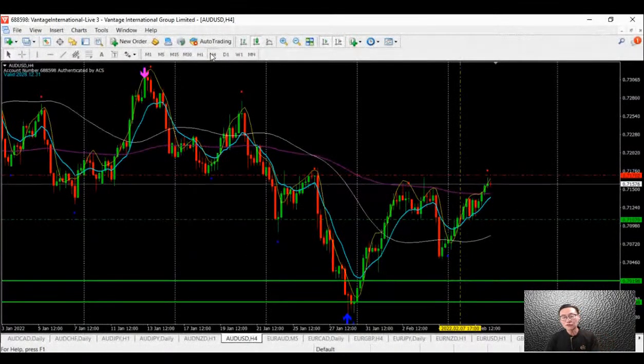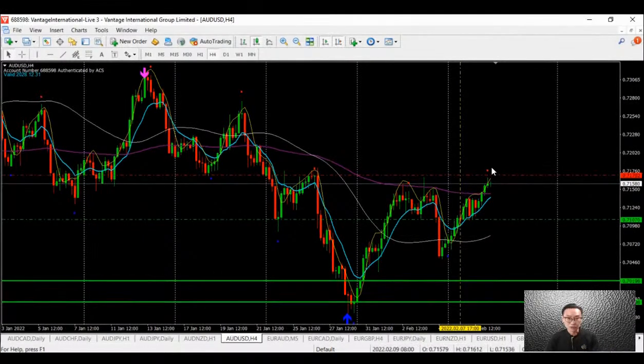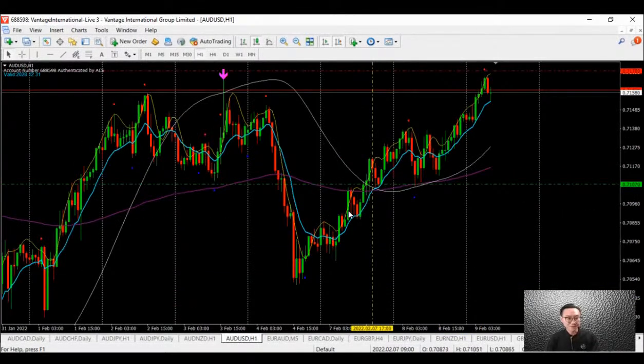If a seller is looking for a selling, we have to take note that it may need to wait for the second half of the day or the next day. So not now. I'm going to give it a miss today because our Aussie dollar is still in the bull run, trying to break the resistance. As you can see, it's actually moving higher.